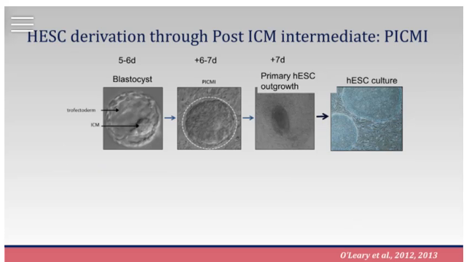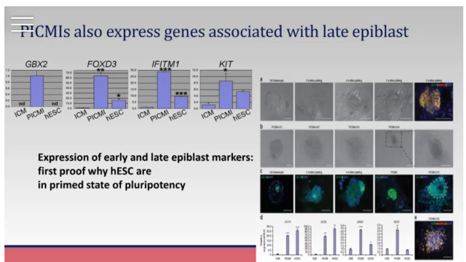So we saw that between ICM and stem cell colony there is a phase that we named the PICMI, the post inner cell mass intermediate. And when we molecularly analyzed these PICMIs, we showed that they contain a lot of late epiblast markers. So actually the inner cell mass undergoes first some differentiation towards late epiblast, and then finally the stem cells that you have are similar to the mouse epiblast stem cells, so they are primed.